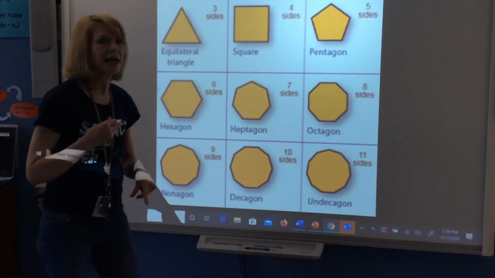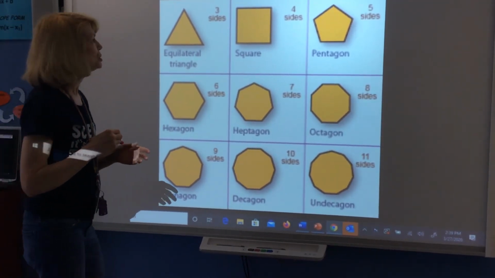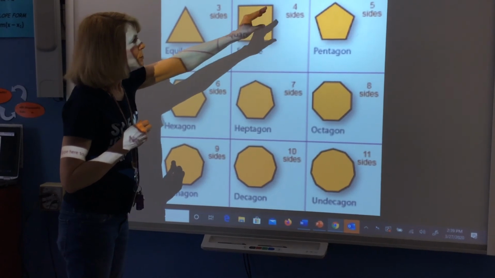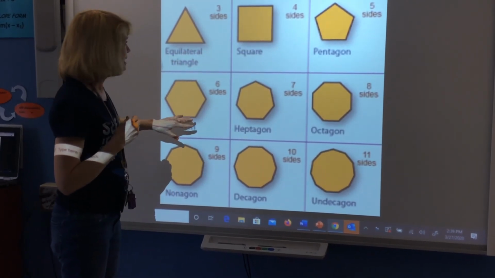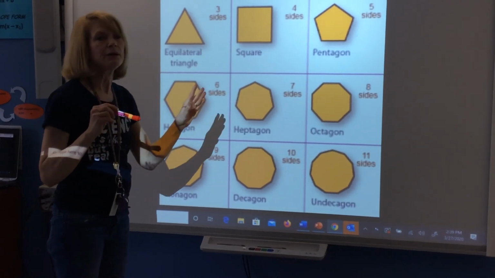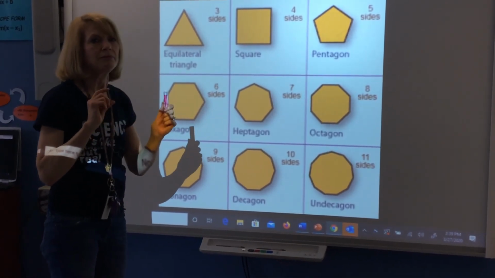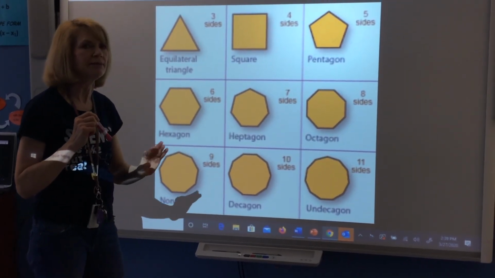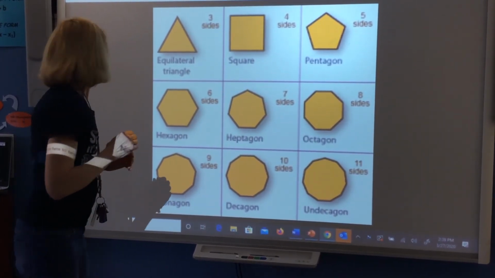Undecagon, 11 sides. I think your book just wants you to be responsible for quadrilateral, pentagon, hexagon, octagon, and decagon. So whatever your book tells you you need to worry about, that's what you need to worry about. The rest of these you don't need to worry about what an 11-sided figure is called.